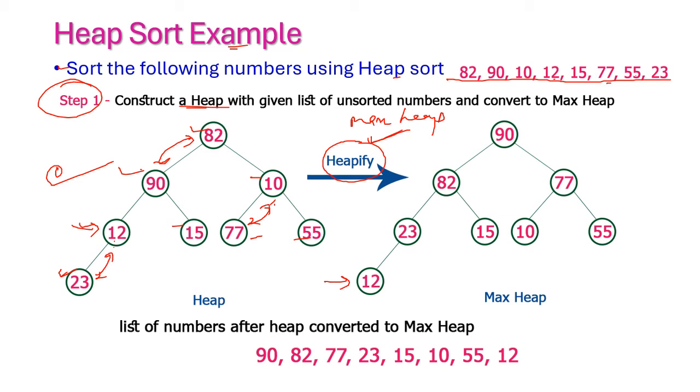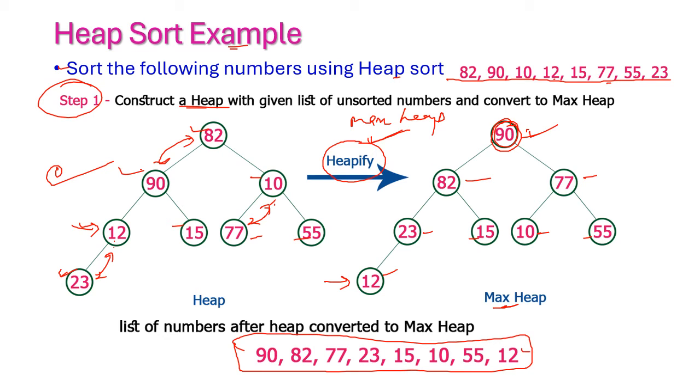And finally we get these values. Okay, 90, 82, 77, 23, 15, 10, 55 and 12. That means 90, which is the greatest, that is the maximum value, has now reached the root node. Okay, so these values are now replaced in the given array. So 90, 82, 77, 23, 15, 10, 55 and 12. See, this data structure is changed like this.